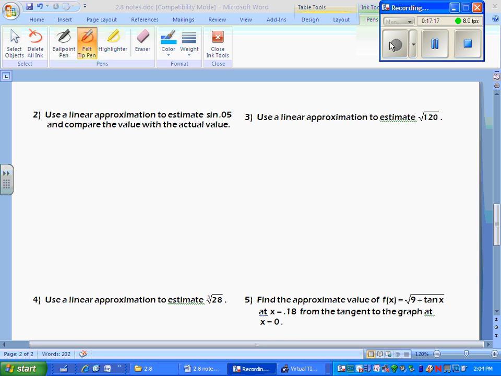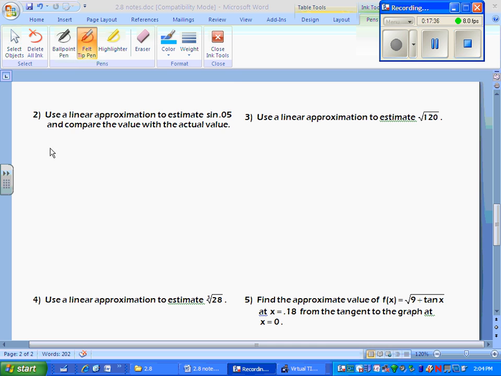All right, on the back, number 2 here, a little bit different. It doesn't have everything set up for you. You have to do a little figuring out on your own. It says, use a linear approximation to estimate sine of 0.05 and compare the value with the actual value.